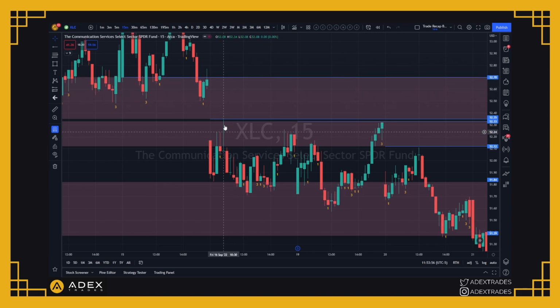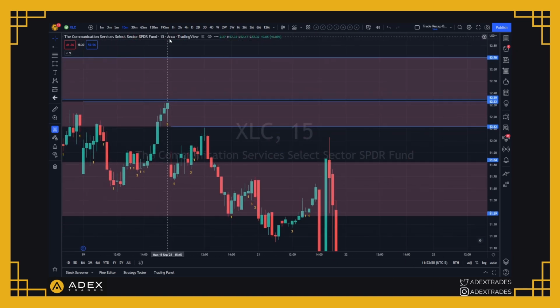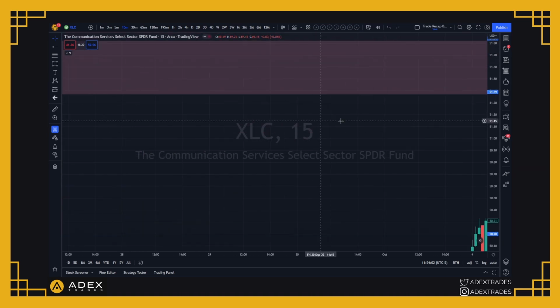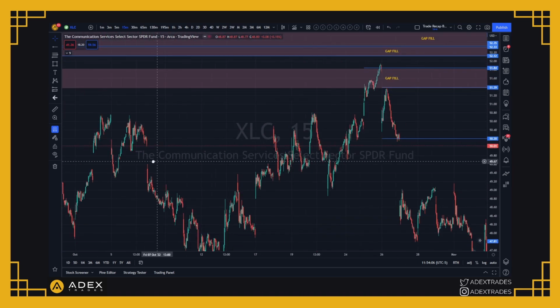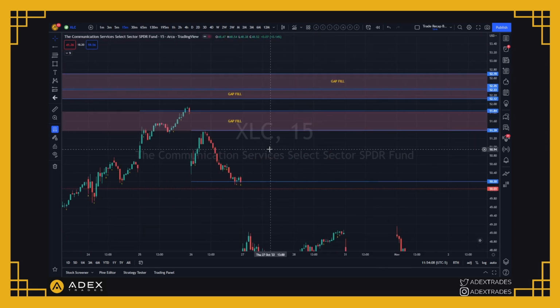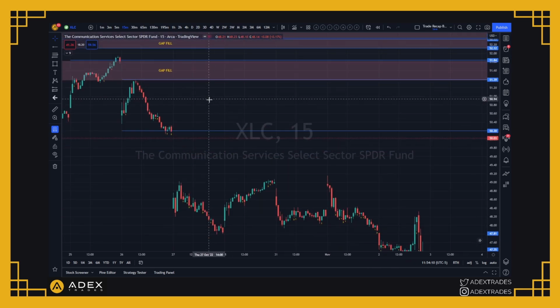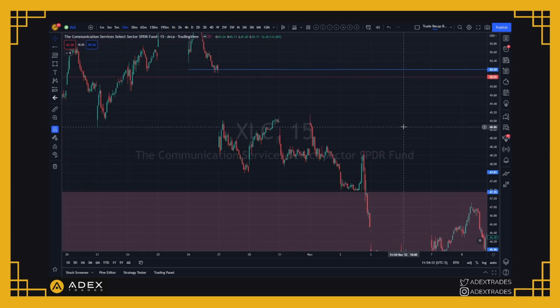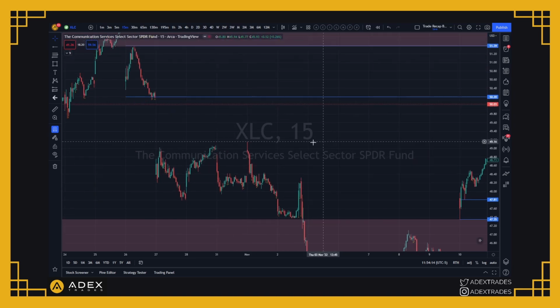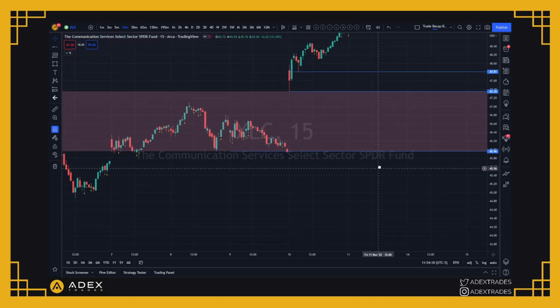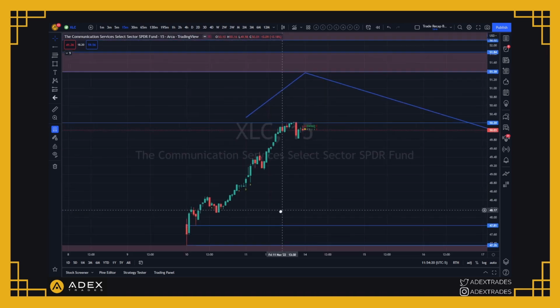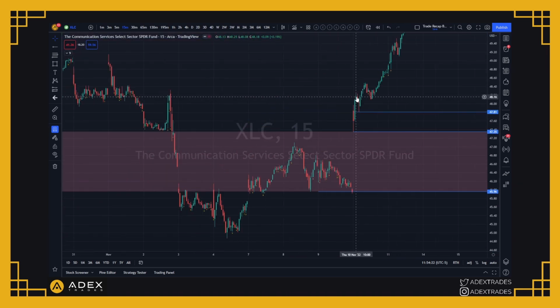The gap, gap, or gap. All of these imbalances that we have to fill. We just filled this one. This was the intraday gap that we created going from, what was it? Thursday to Friday. Yeah.